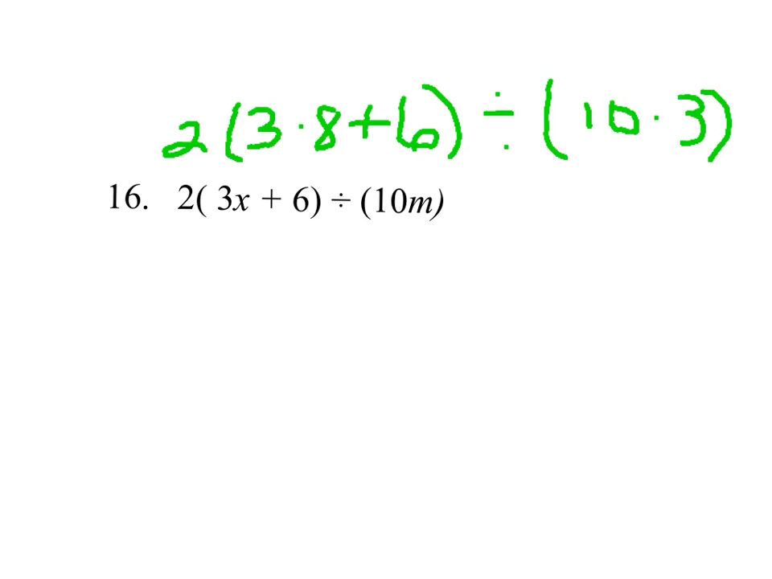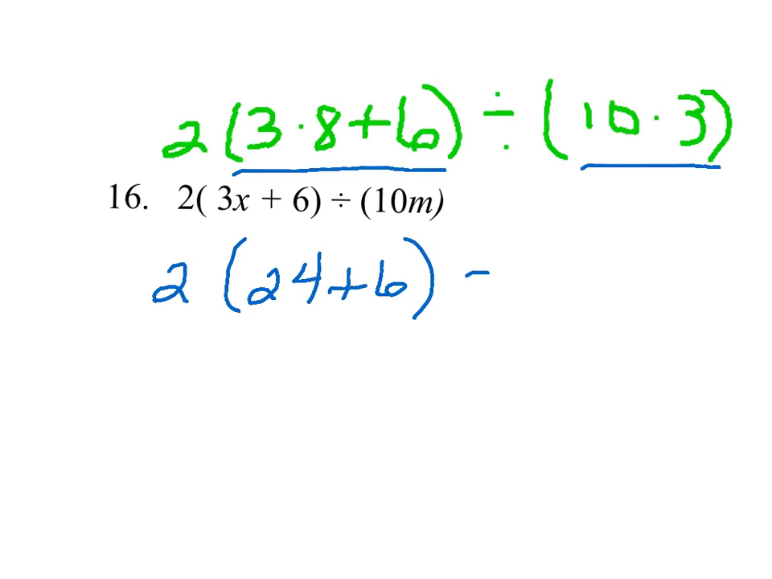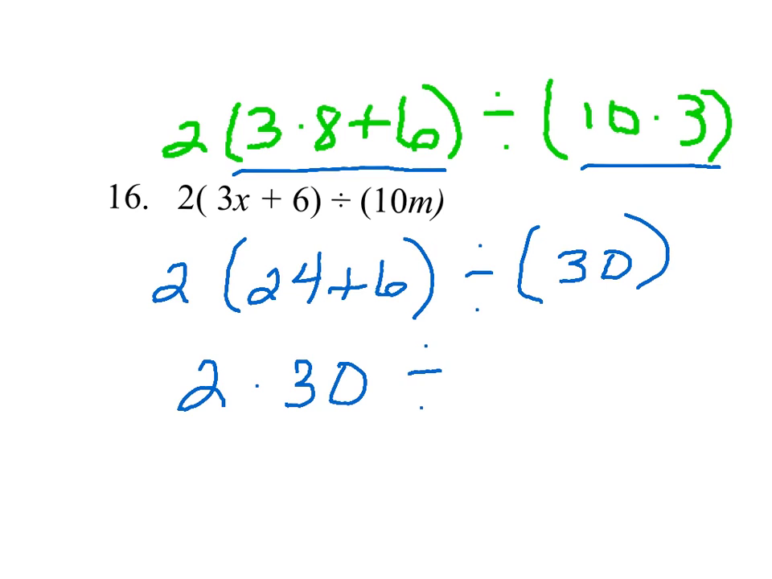I'm still working out the kinks. So if I'm going to go to my sets of parentheses, do those first. I'm going to have 2 parentheses, 24 plus 6 divided by 10 times 3 is 30. So I'm not quite done with the first set of parentheses. I haven't simplified fully. So it's going to be 2 times 30 divided by 30.